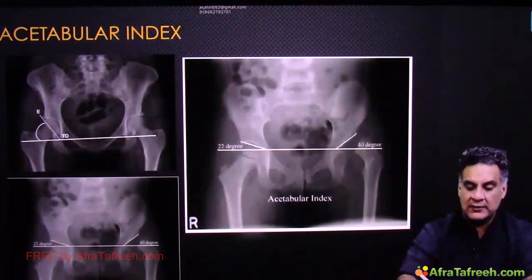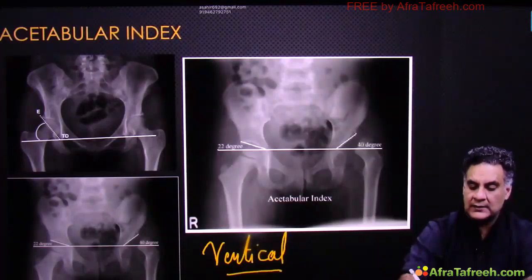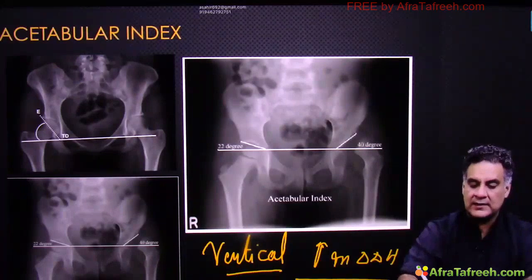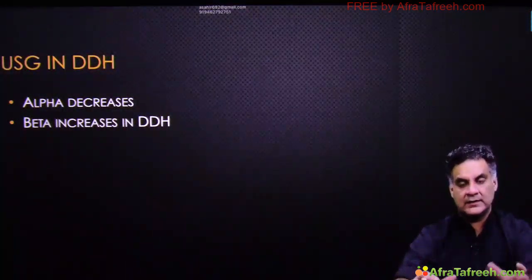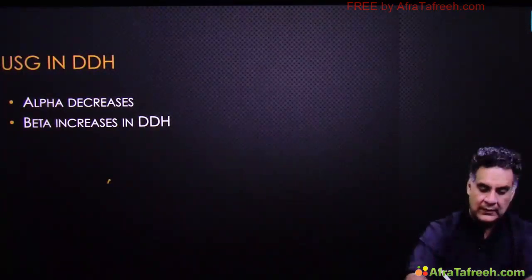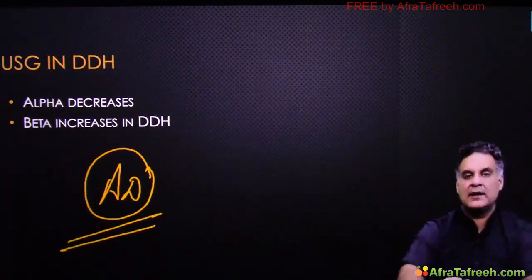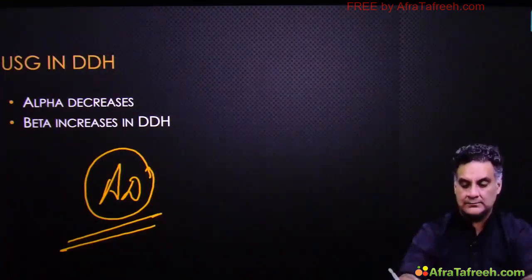Acetabular index means a vertical acetabulum, a shallow acetabulum. It increases in DDH. When you do an ultrasound, the alpha angle and the beta angle: remember, alpha angle decreases in DDH. Remember the mnemonic, alpha decreases. It's a very, very important angle.